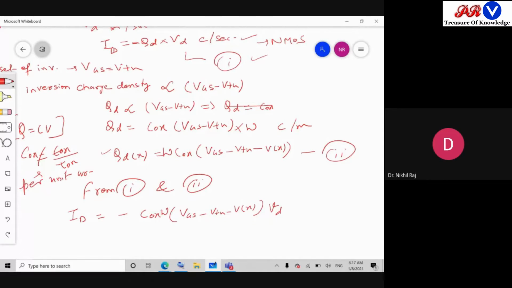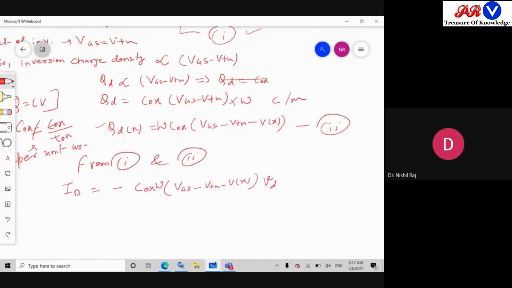Okay. So now we know what the drift velocity is. What is Vd given by? Vd is nothing but mobility into electric field. Which mobility? Electron mobility is there. So we'll write here mu n into E. So we can rewrite this equation as ID equals minus Cox W, VGS minus V of X minus VTH, and it is mu n into E.